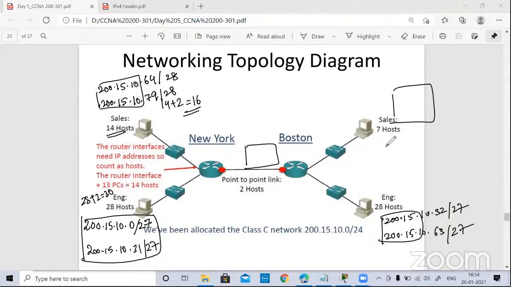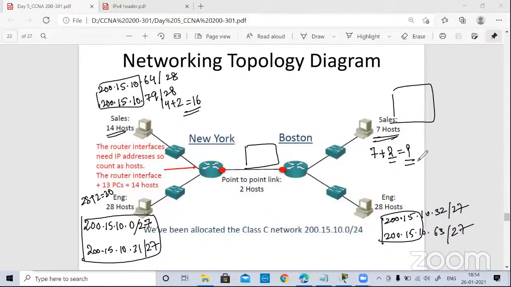Moving on to this. How many bits will I require here? I have 7 hosts, so I have to add plus 2. If you remember, we are taking this plus 2. Why? Can anybody recall why I am taking this plus 2 more? One is for the network address and the other is for the broadcast address. So the total requirement is 9.